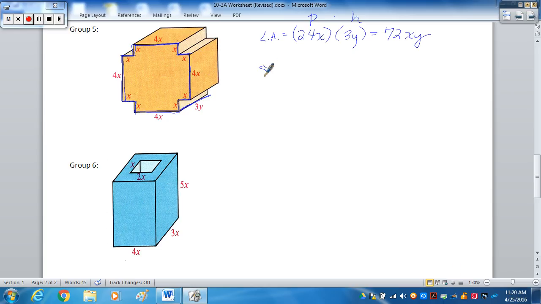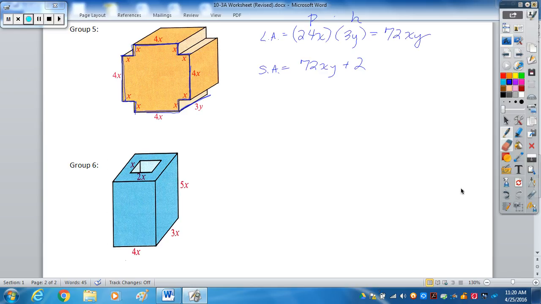Now for your surface area, you're going to take the lateral area and you're going to add in twice the base area. And now I've seen lots of different ways to go ahead and find the area of that base right there. You could go ahead and complete the square like this. Okay, find the area, so this would be 6x, right? X plus 4 plus x, so 6x.